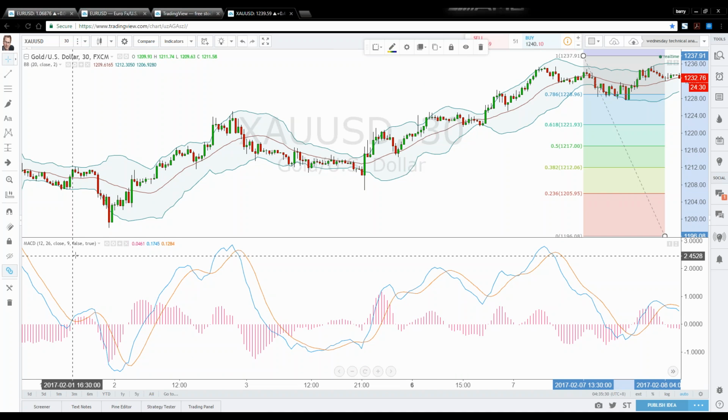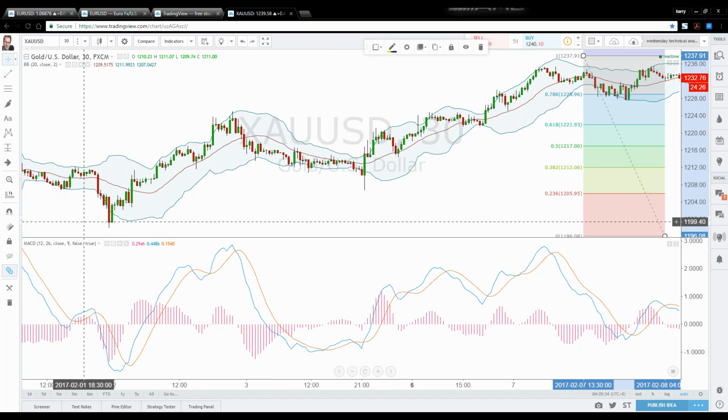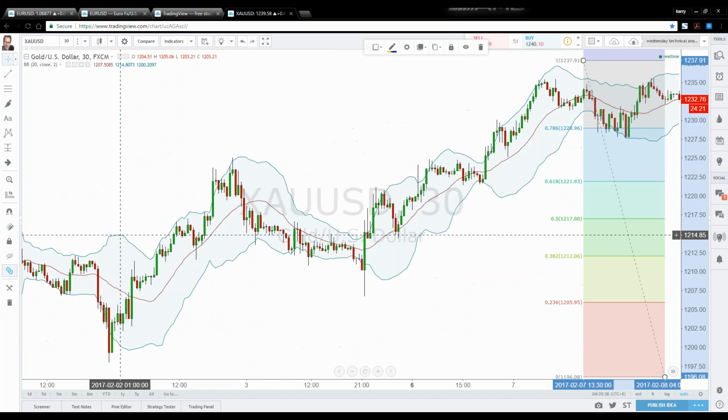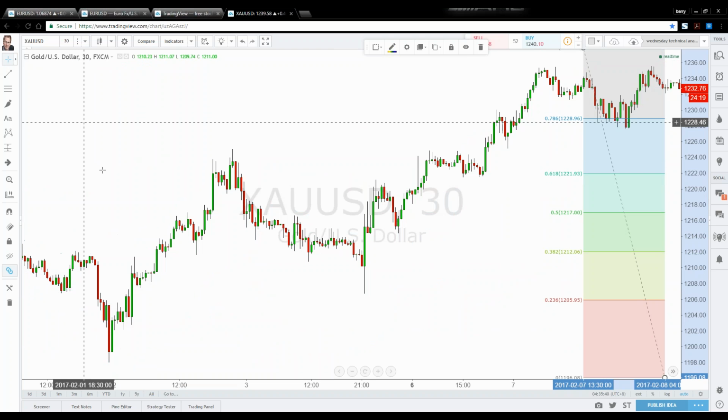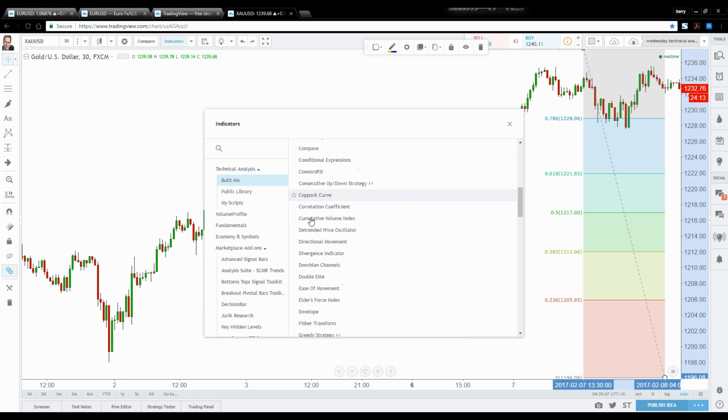You can go to www.tradingview.com and get the charts. There's no cost for them. Now, I've taken everything off of here, all the indicators and everything. So we're going to go up here under Indicators again, and we're going to scroll down to Stochastics.